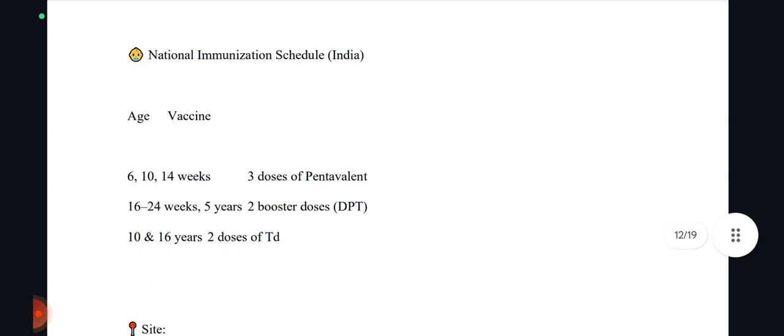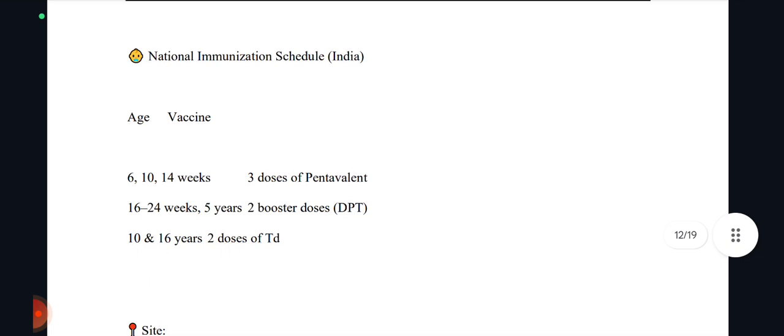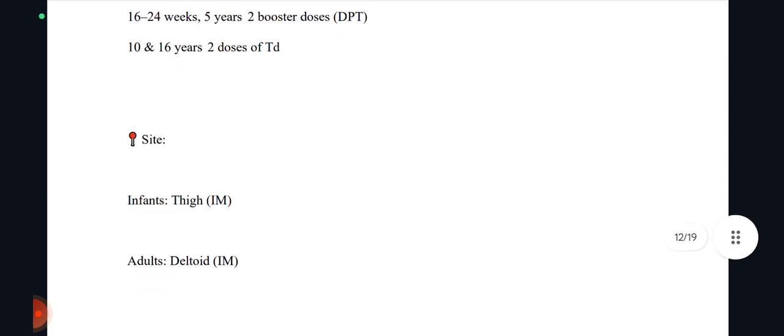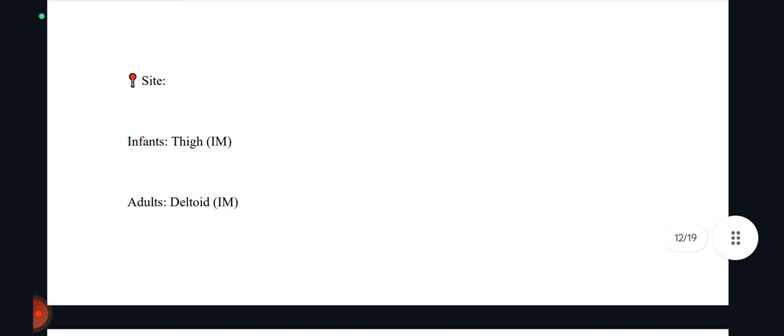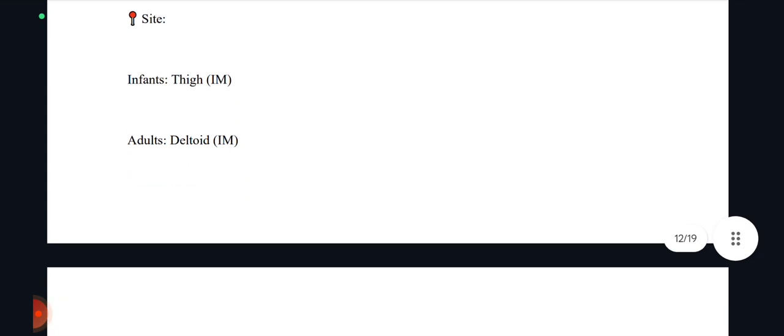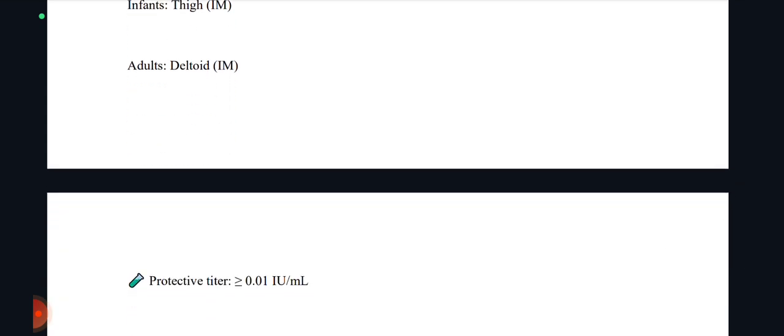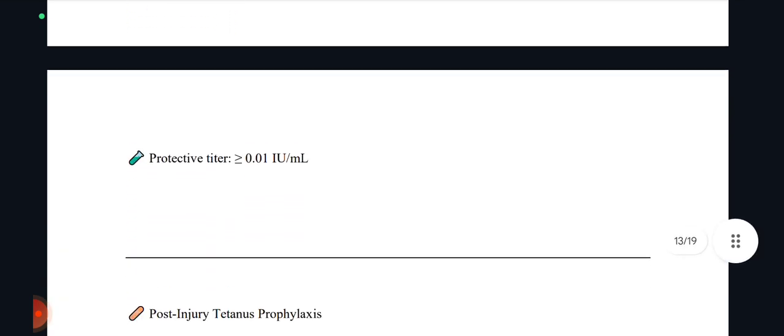Now, the national immunization schedule is important to remember. The vaccine is given as pentavalent at 6, 10, and 14 weeks. It is given as 2 booster doses of DPT, within 16 to 24 weeks and at 5 years of age. And at 10 and 16 years of age, 2 doses of TD, tetanus and diphtheria, are given. What's the site? In infants, it is given on the thigh, intramuscular, and in adults, on the deltoid, and sometimes also on the buttock of the person.